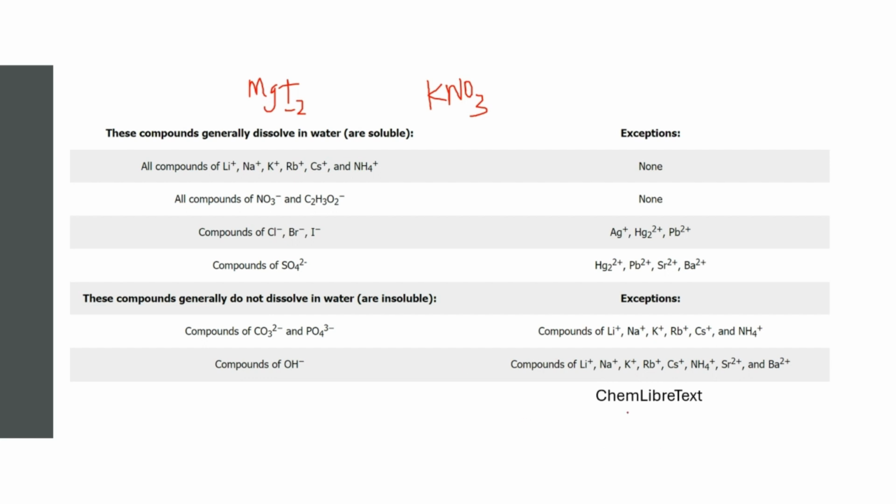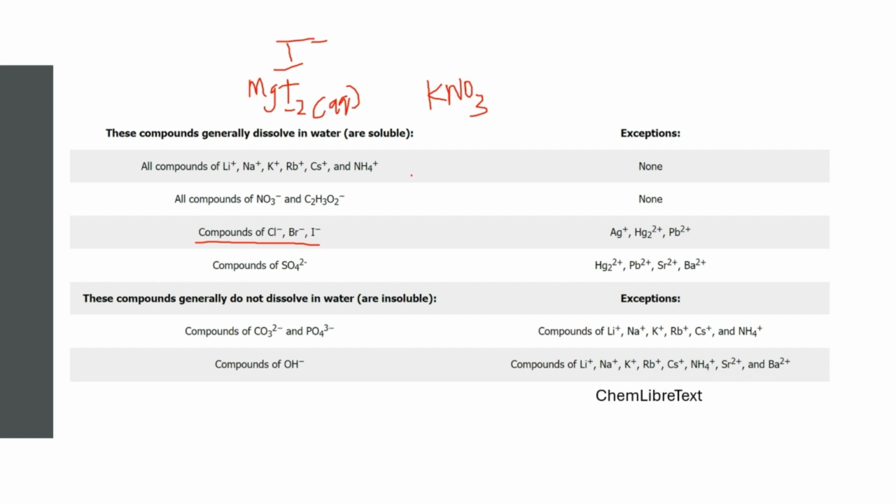For me, I got mine through ChemLibrary text. So MgI, the anion in this is an iodide. So I'm going to check to see what the rules are for compounds that have I, which is this line over here. These compounds generally dissolve in water, iodides, with the exception of silver iodide, mercury iodide, and lead iodide. So that means that MgI is going to be soluble, so it's going to be aqueous.